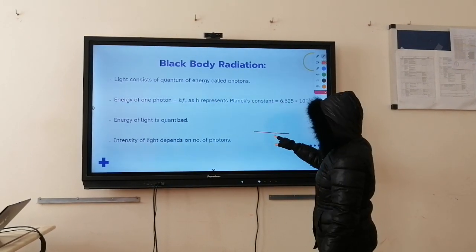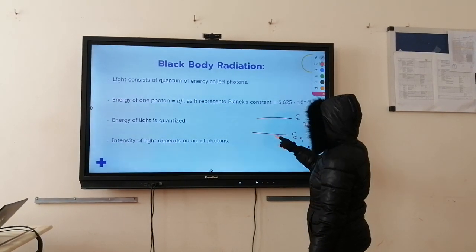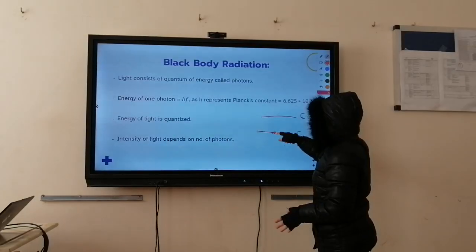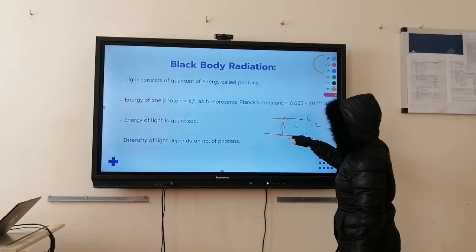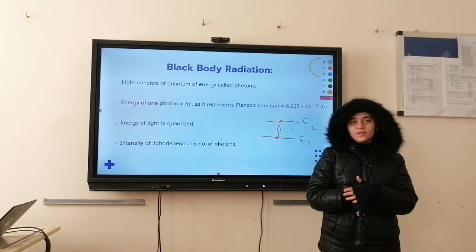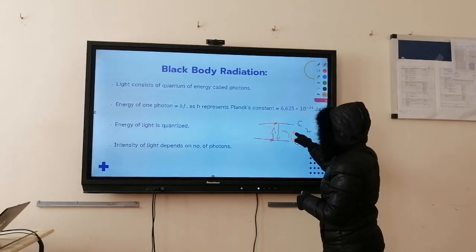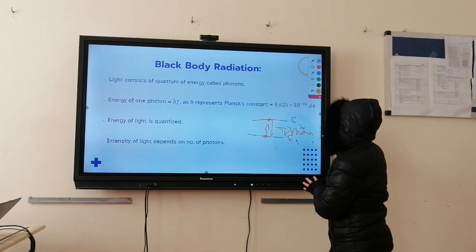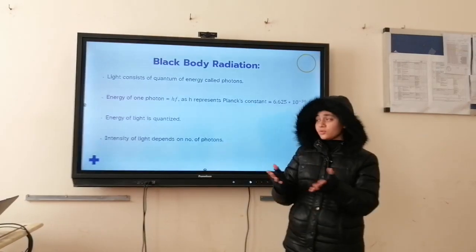We have energy level 1 and a second energy level 2, and this is an electron. When an electron gets excited, it goes to the second, higher energy level, and when it loses its excitation, it loses energy to get back to the lower energy level, so it emits energy called a photon, and that is what causes light. So he said that light possesses quanta of energy called photons.